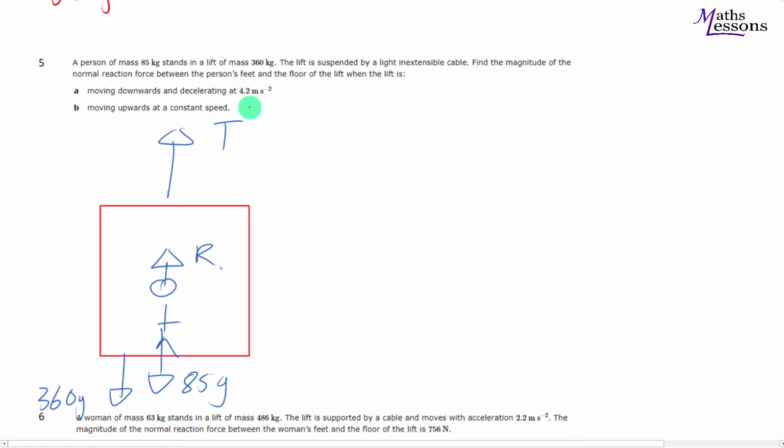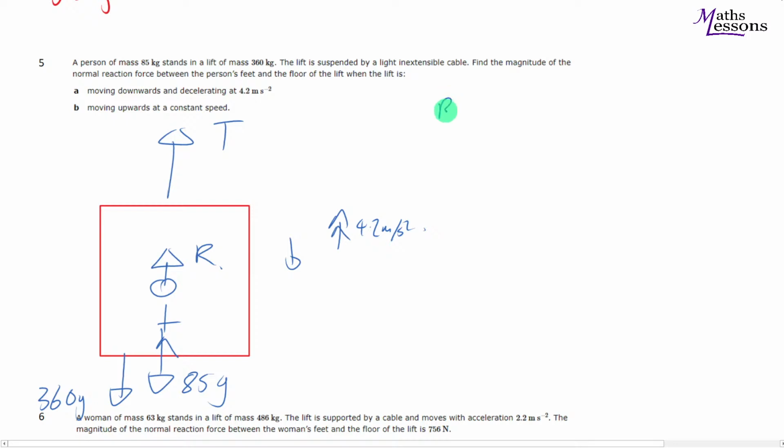Right, so we've got our person who has mass 85 kilograms, so that's 85g on the weight, and the lift is 360g for the weight on that. It's suspended by an inextensible cable, and that has a tension T. The person will have a normal reaction between them and the floor of the lift, and we know that it's moving downwards and it's decelerating. So that means acceleration, if it's moving downwards and decelerating, is up at 4.2 meters per second squared.